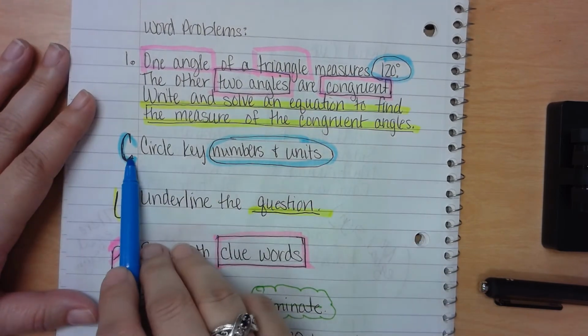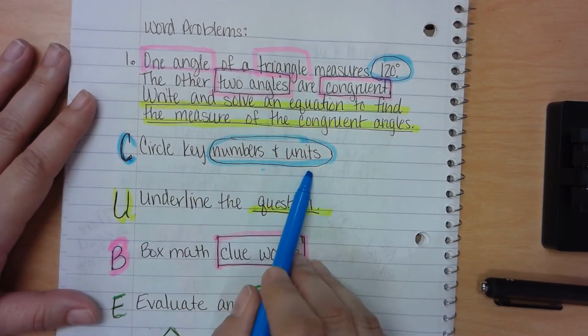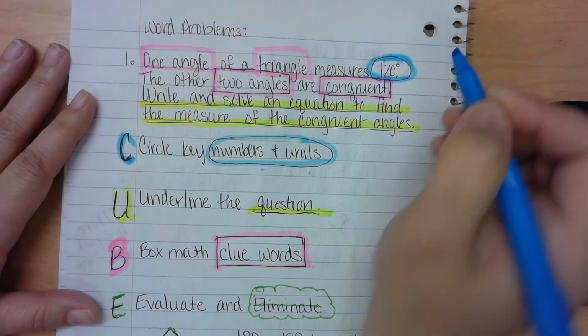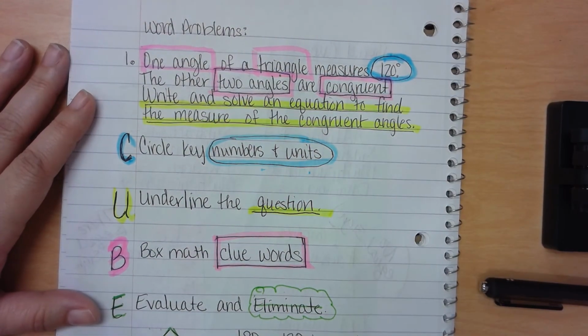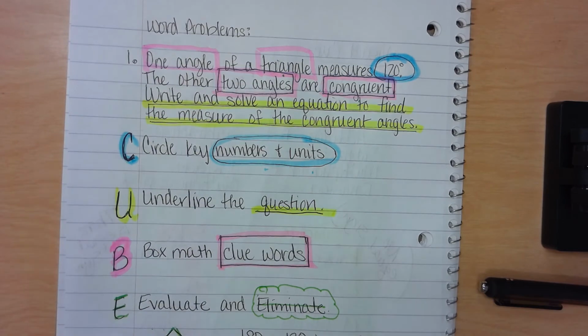So our first step is to circle numbers and units. So I see the 120, I'm going to circle it, and I don't see any other numbers, so that's done.